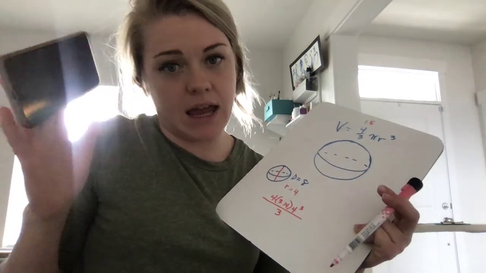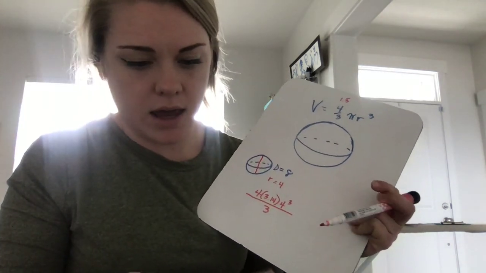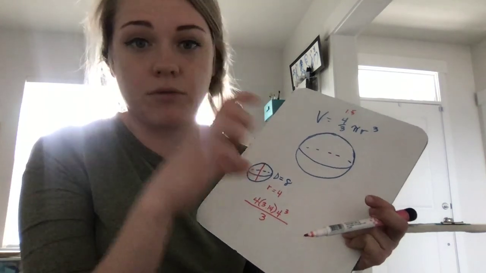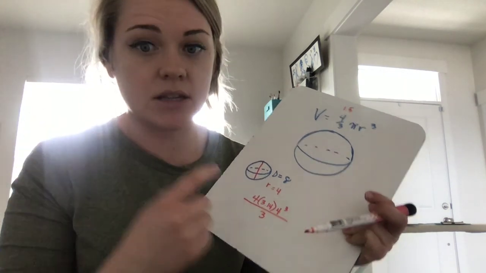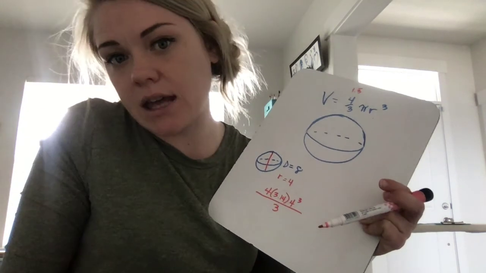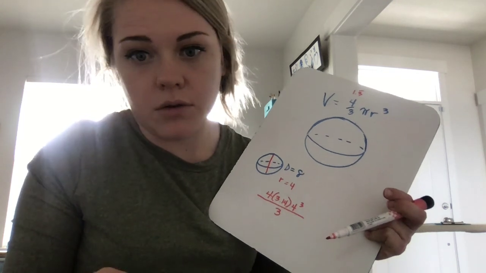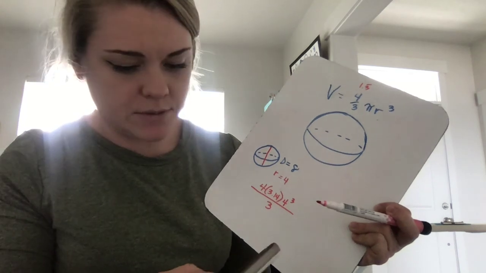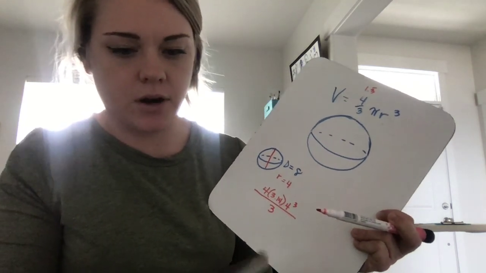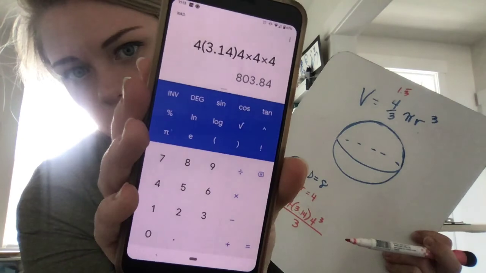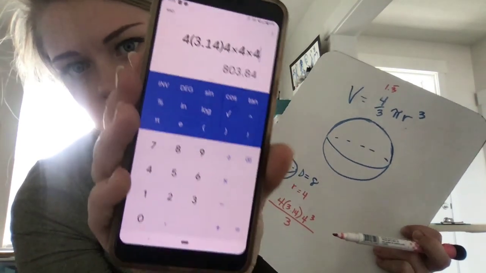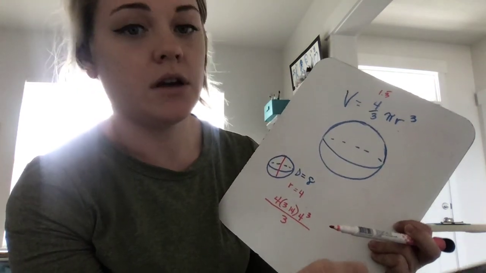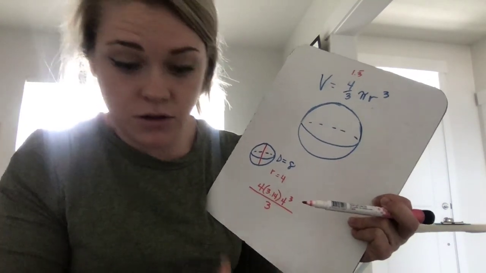So now in my handy dandy calculator, and if you have one of the calculators that we use in class, you would do the caret and 3, and you can do the fraction in front. Lots of different ways you can get this answer. This is how I'm going to be doing it because I don't have a fancy calculator that I want to pull out right now. So we have 4 times 3.14 times 4 times 4 times 4. You see how I plug that into my calculator? So I have 803.84.